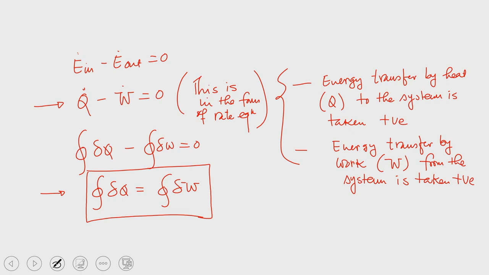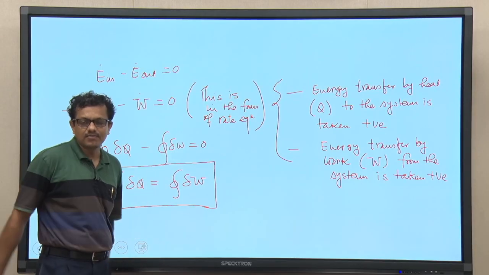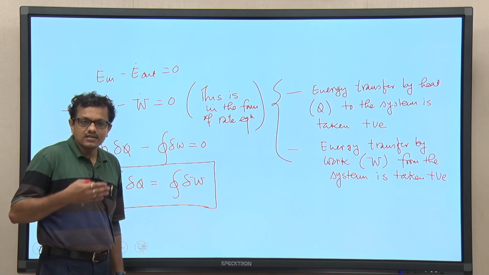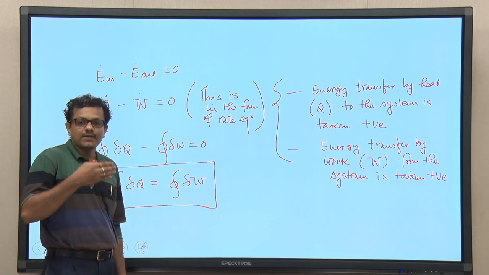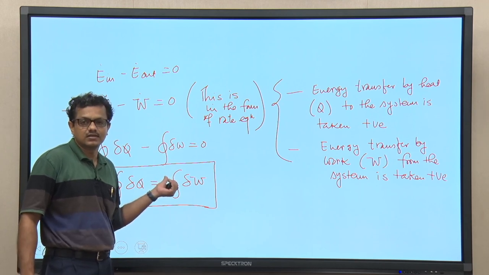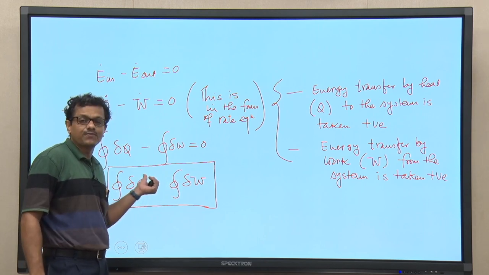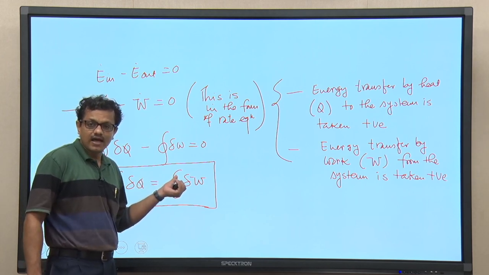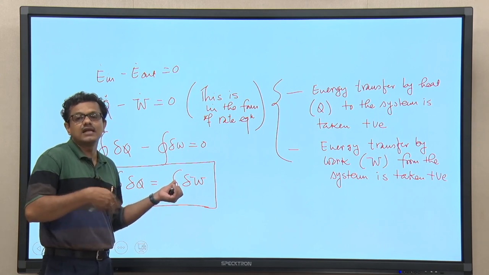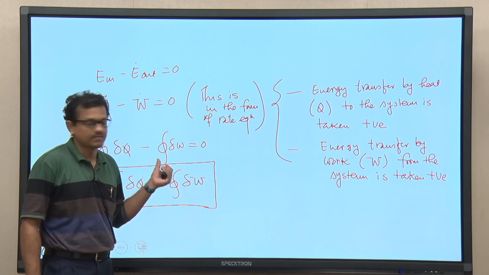Basically, this equation indicates that if we supply a certain amount of energy to the system in the form of heat, the system has the capability to do some work. That is what this expression tells us. So, if we supply a certain amount of heat to the system, the system has the capability of doing a certain amount of work. That is the take home message from this expression.